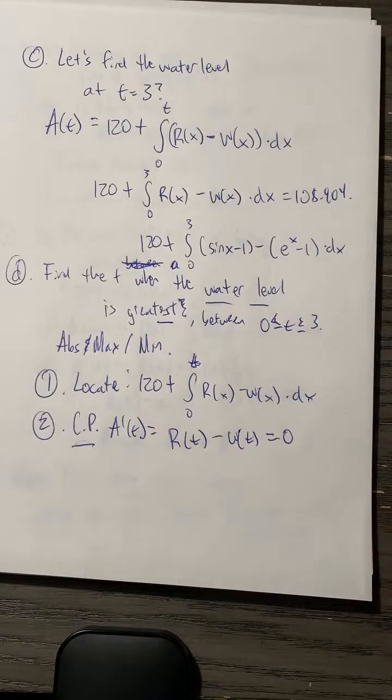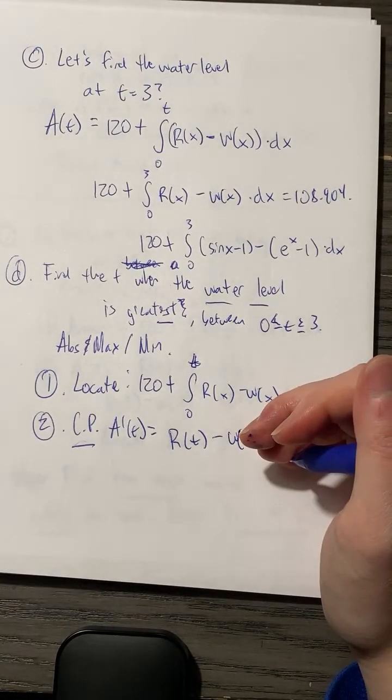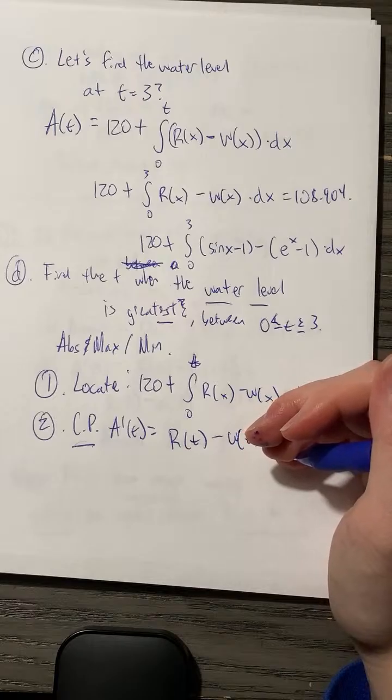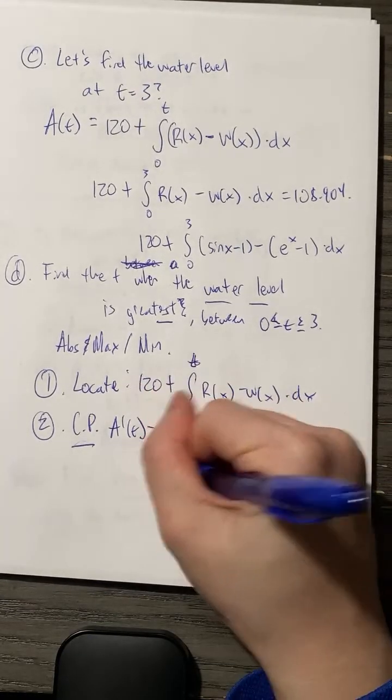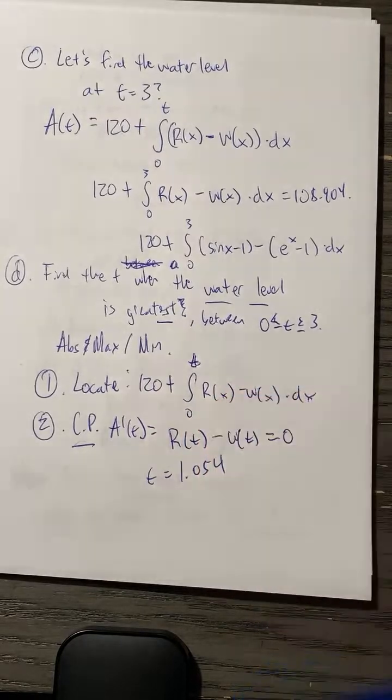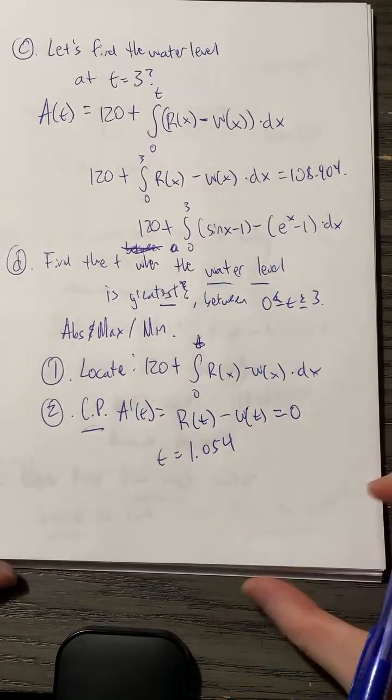So roots of... it doesn't understand what I'm saying, so let me try it again. Okay, so it seemed to work now, and I got 1.054 as my one critical point.